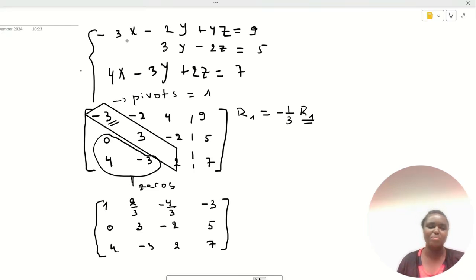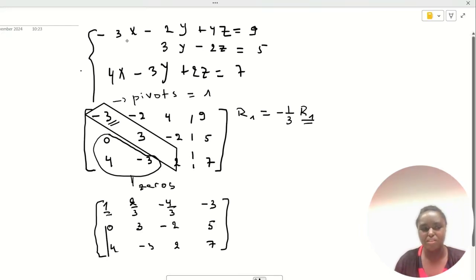And then the next step: after transforming this number into 1, we need to transform these two numbers into zeros. This one is already 0, so we don't need to do anything on the second row, but we need to change this 4 into 0. So R3 should be equal to R3 minus 4 times R1, so that we get 0.